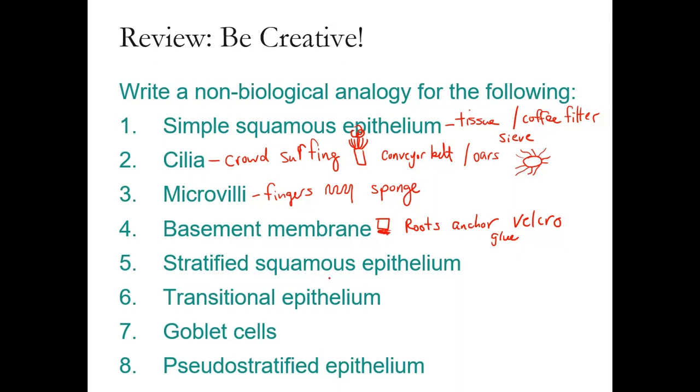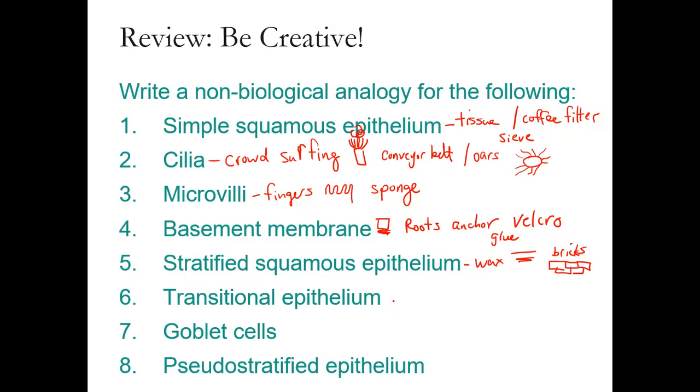All right, stratified squamous epithelium. We know it's used for protection and has many layers. So one thing you could think of is wax on your car. You know how you have your paint and then you put a coat of wax on top to protect it. So it's layered. You could think of that. You could think of maybe bricks because it's many layers of flattened cells. Hey, how about it? You could think of a lot of different things. It's your creativity. So whatever you think would be good for stratified squamous epithelium.